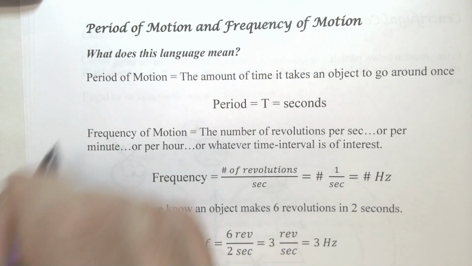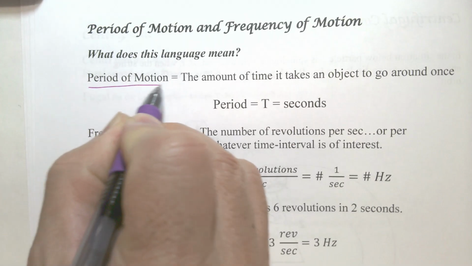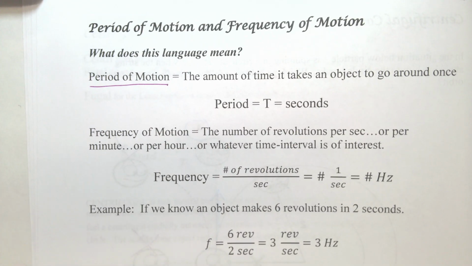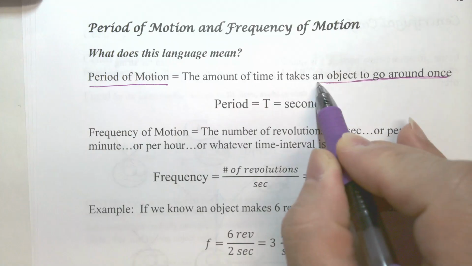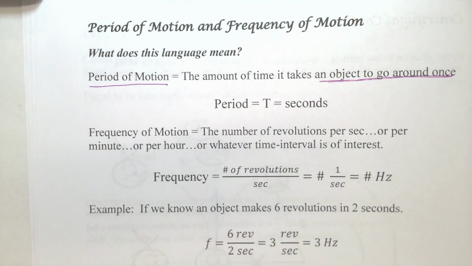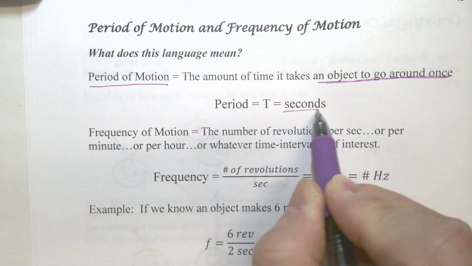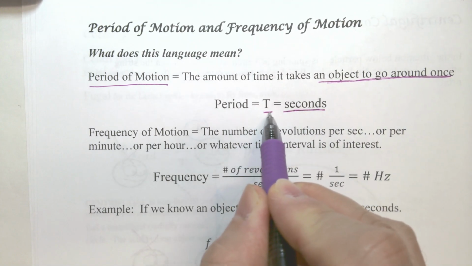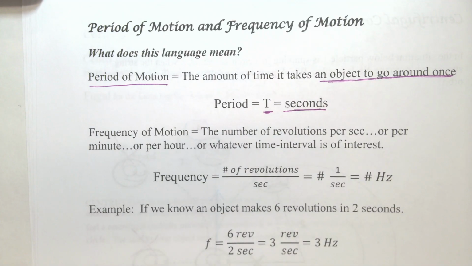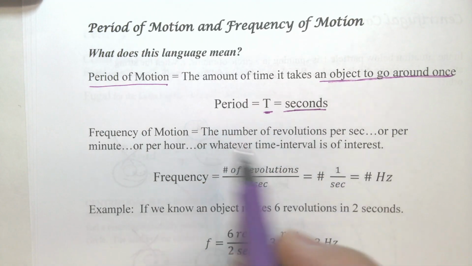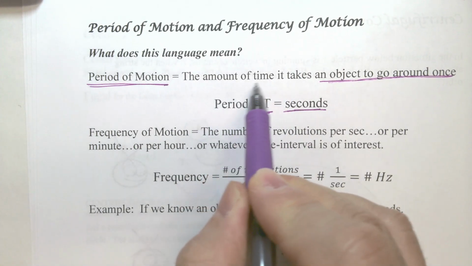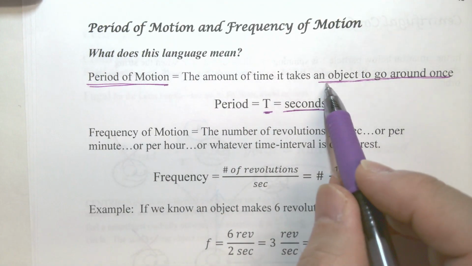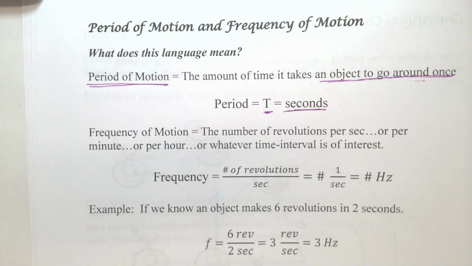When we talk about the period of motion, it's the amount of time it takes for an object to go around once or complete one revolution. All right? So the unit for period is seconds, and it is represented with capital T. So that capital T is definitely different than lowercase t. So, period of motion: the amount of seconds it takes for an object to complete one revolution.